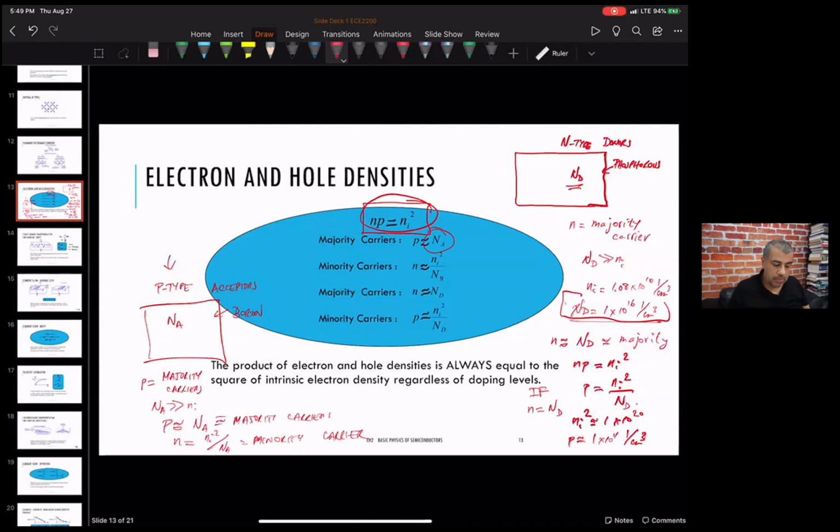But remember that because n sub i is a function of temperature, the minority carrier concentration, the electron concentration, will also be a function of temperature. It'll go up and down with temperature as n sub i changes. So when it comes to the problems, make sure you're using the correct n sub i for the temperature the problem specifies, okay? Okay, let's keep going then.